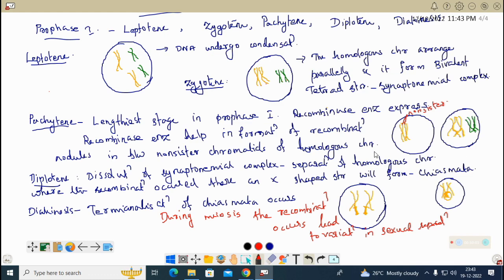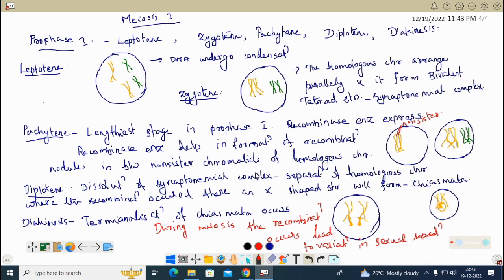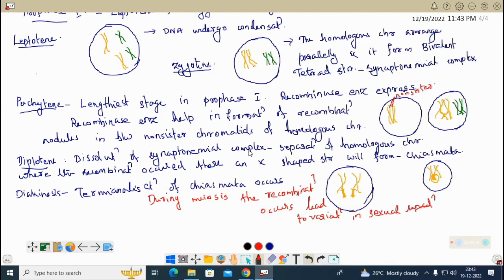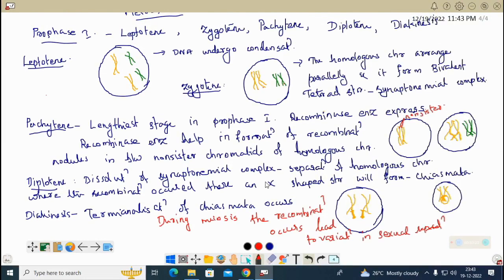In the leptotene stage, just a condensation of the DNA occurs. Here we can see chromosome number 1 and 2 that I have shown, 1 with orange color and 2 with green color. Next it enters the zygotene stage. Homologous chromosomes will be arranged parallelly and form a bivalent tetrad structure. That is nothing but synaptonemal complex formation. It occurs in this stage.